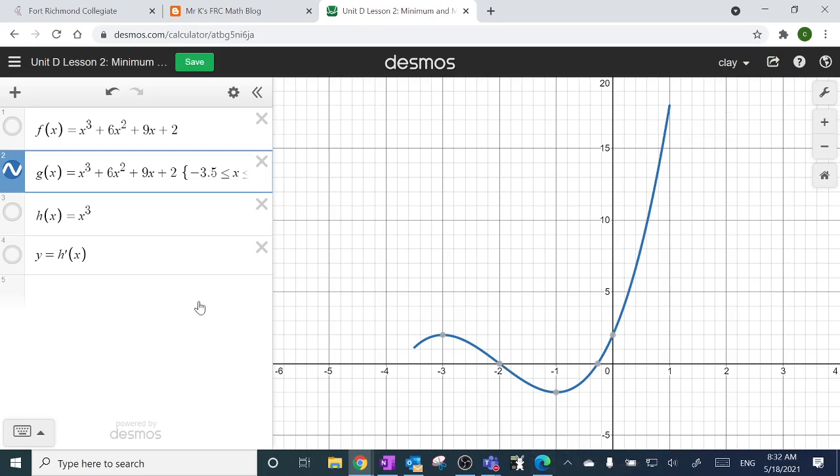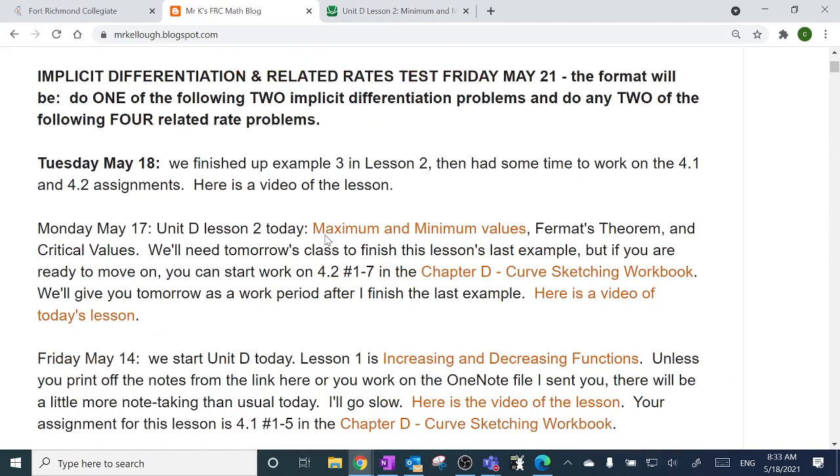That's basically lesson 2. I'll give you the rest of this class to work on the assignment. The assignment is here on the blog. If there's people still finishing up the 4.1 questions, you can finish up those. But if you're ready to move on to 4.2, we're going to get you to do 1 to 7. If anybody has any related rate questions, we're closing in on the test for that for Friday, or implicit differentiation questions, we could spend a few minutes going over some of those.